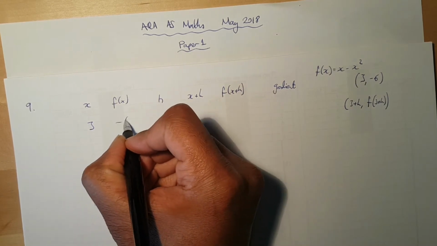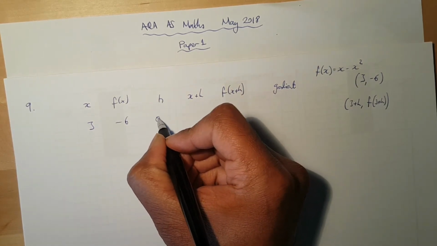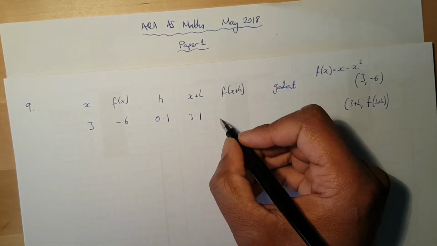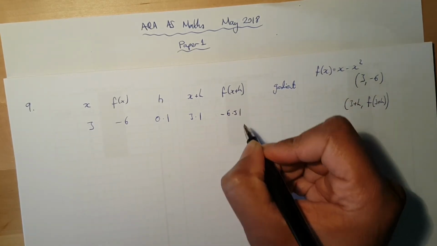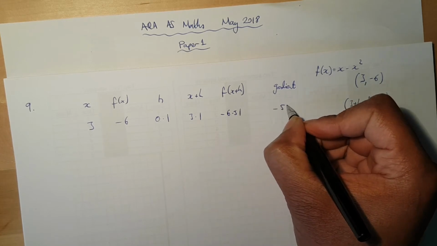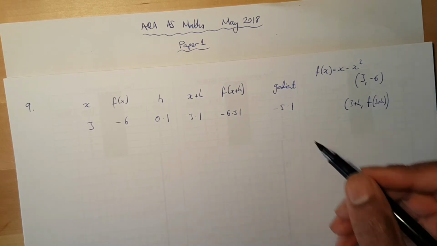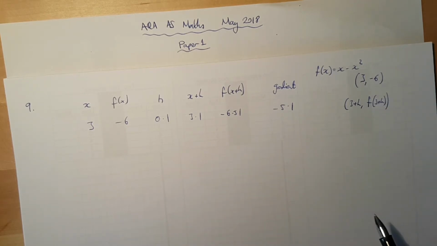That's 3, that's -6, h is 0.1, so x plus h is 3.1. f of x plus h, we're told, is -6.51, and we're told the gradient is -5.1. And the question we're asked straight away is, show how the value of -5.1 has been calculated.